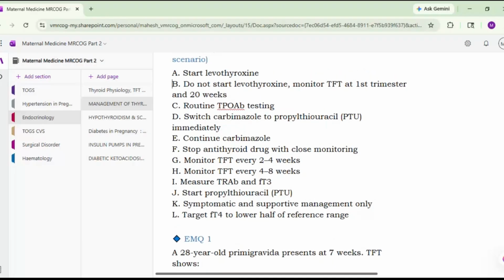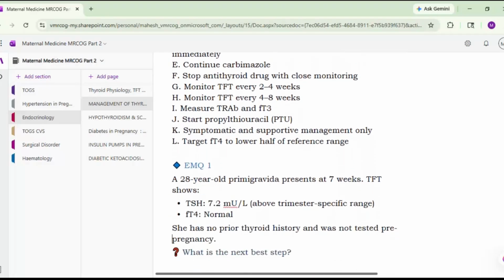No, sorry, sir. It is B. Do not start levothyroxine. Monitoring in first trimester and at 20 weeks. Here she is just TPO antibody positive, but euthyroid. No levothyroxine, but TFT monitoring in the first trimester and at 20 weeks.